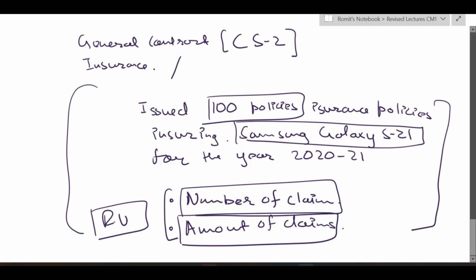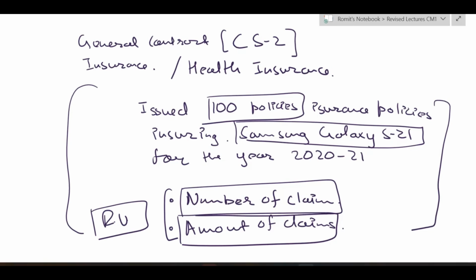Same applies for health insurance. You do not know how many times a person will be admitted to a hospital in a year, okay? You do not know what will be their hospital bill, because you do not know what will be the disease, which hospital they will go to, what will be the treatment which would be performed. So both the number of claims and the amount of claims is uncertain. That is a random variable, okay?